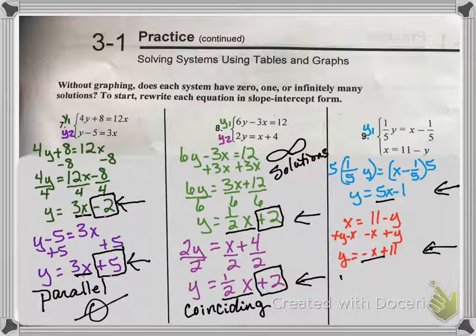Looking at my equations, I look at my slopes. I have different slopes. That means I will have a set of intersecting lines. That means they'll intersect at one point. So I have one solution.